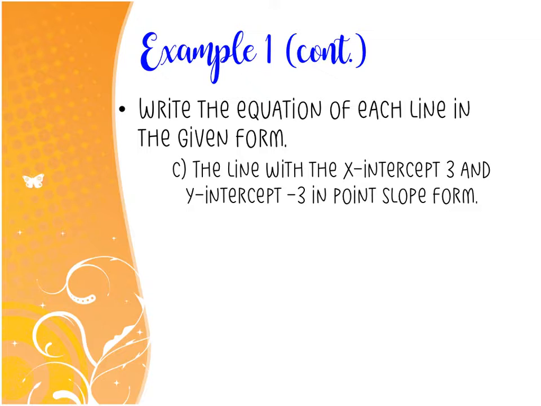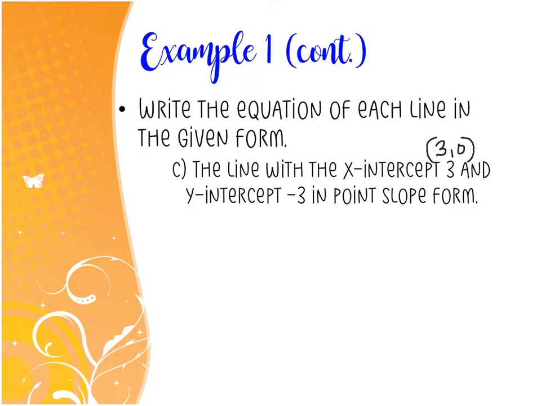All right, this time it says the line with the x-intercept 3 and the y-intercept -3, and it wants it in point-slope form. So I still need the same two things in point-slope form: a point and the slope. If you decipher the way this is written, the x-intercept is when which letter is 0? The y, always the opposite. So the x-intercept is really 3, 0.